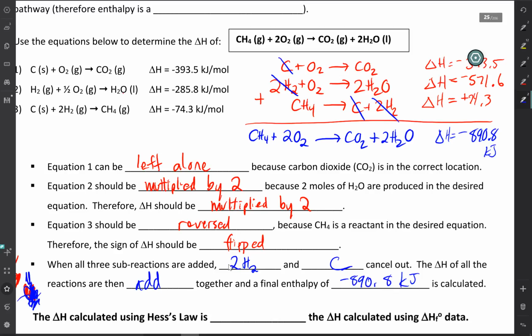So what this is trying to show you, or what I'm trying to show you, is it doesn't really matter how you get from point A to point B when it comes to enthalpy. The overall change, if we go from reactants to products, can be figured out simply by adding up the delta H changes for all the intermediate steps. And that's how Hess's law works.